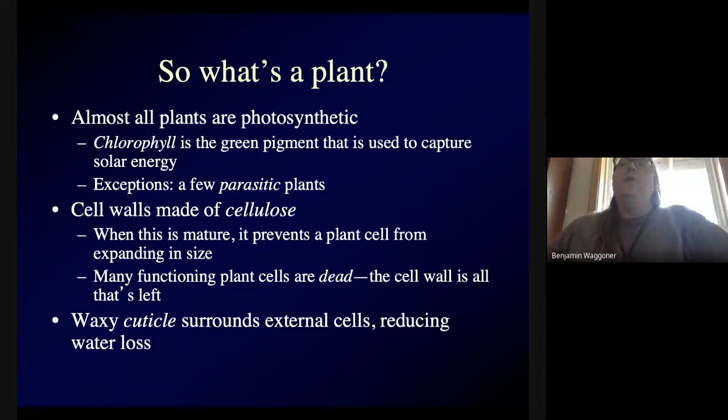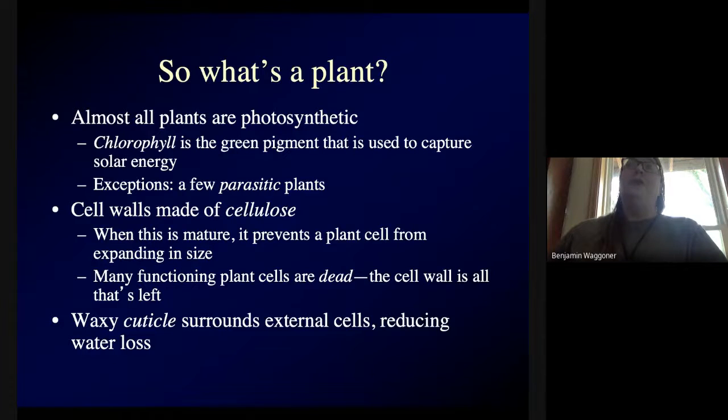There are a few plants that lack chlorophyll. They're actually parasitic, meaning that they live at the expense of another organism. Their roots may actually grow into another plant and steal its food, steal the sugars that that plant makes. There's actually some that are pretty common around here. But with those goofy exceptions, almost all plants are photosynthetic, and they all use chlorophyll.